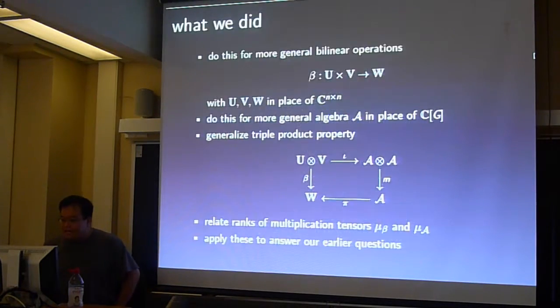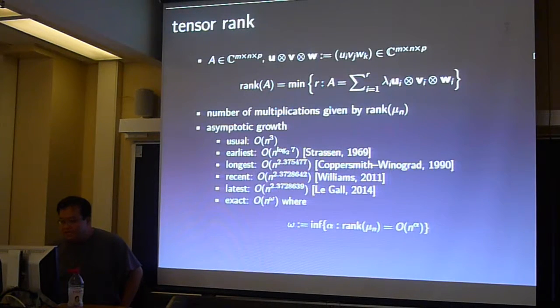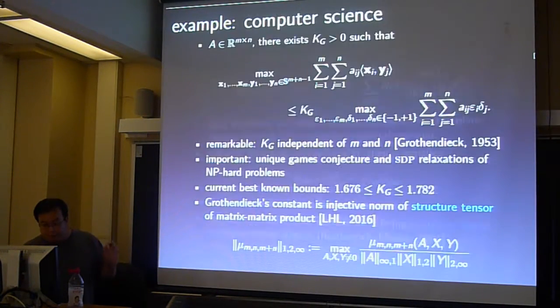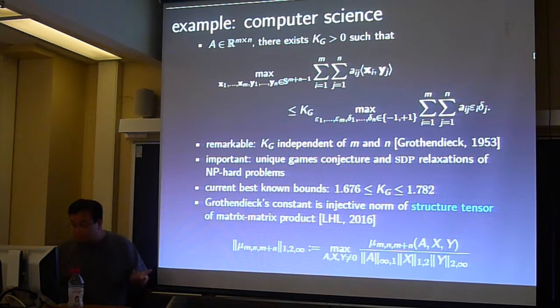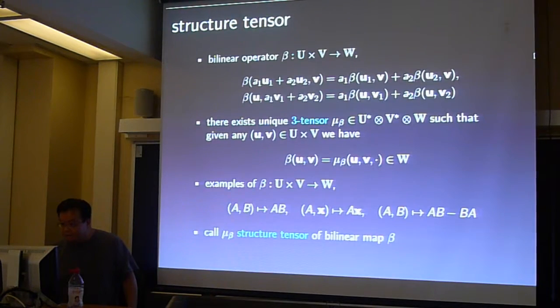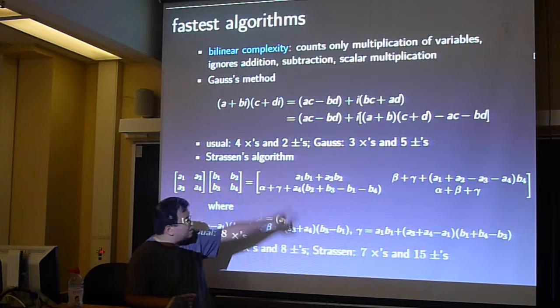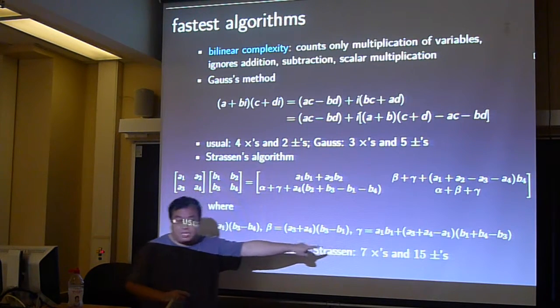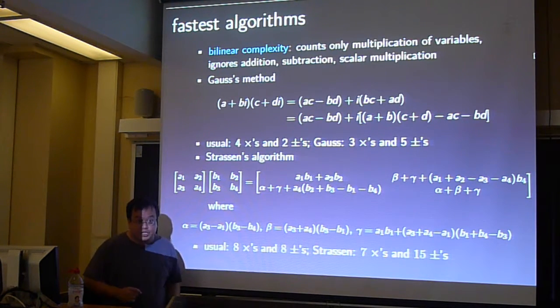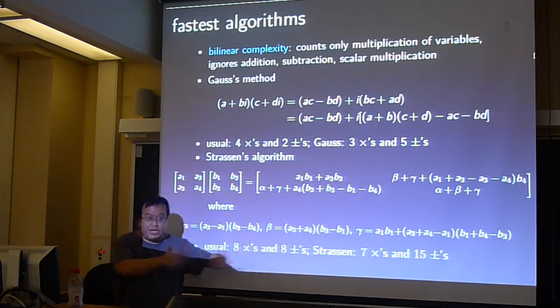So the thing is, let me say this. As I said earlier, what I'm counting here is bilinear complexity. Bilinear complexity means I only count multiplications and discount additions. For instance, Strassen's method: if you use Strassen's method, you save one multiplication, but you pay the price by having a lot more additions. Why don't I count everything? Why don't I count addition and multiplication, which includes subtraction?